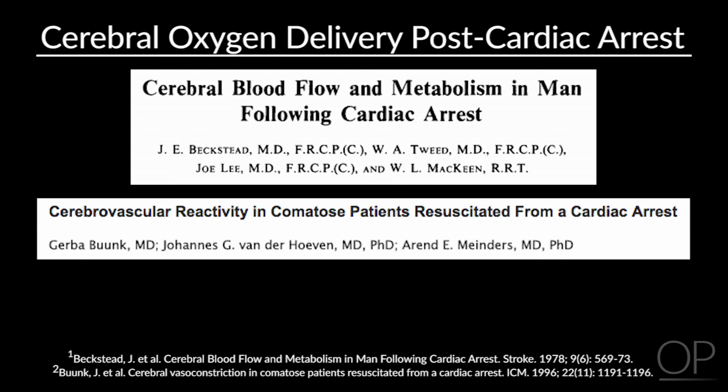If we move on to look at what the brain actually needs when it comes to oxygen delivery, this has been studied in animals, but also some limited study of adults, humans, after resuscitation from cardiac arrest.